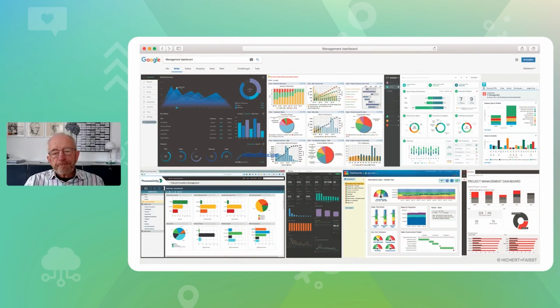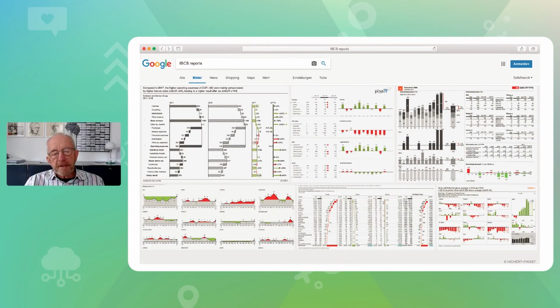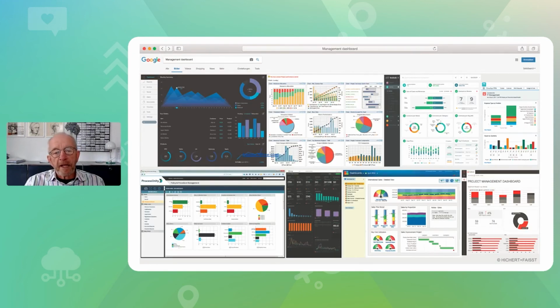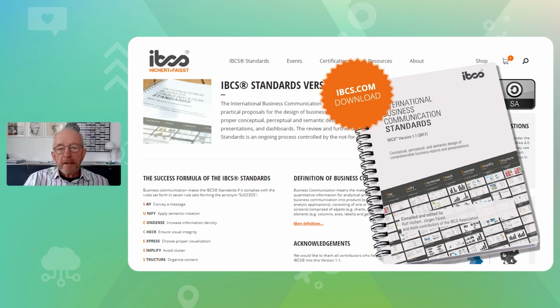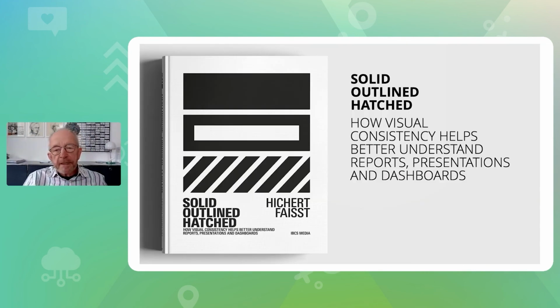I would like to compare this again to the dashboard design, Google Picture Search. This is the IBCS language, and this is no language at all. It's just no concept. And I think we need a concept to better communication. I would like to finish with 3 short slides to give you the chance to look at this. These standards can be downloaded for free if you become a free member of the association. It's ibcs.com. It's a free download.